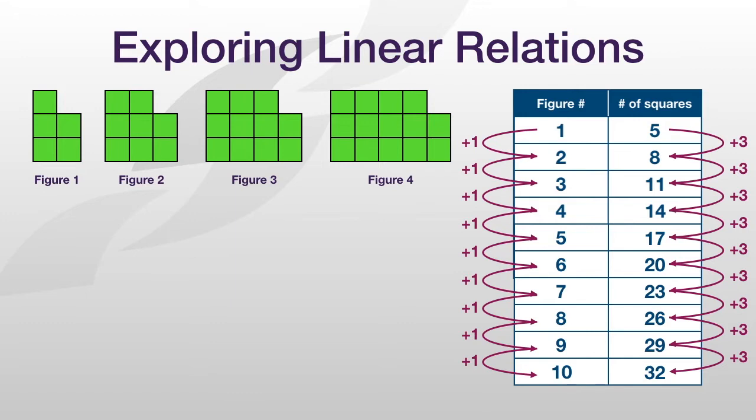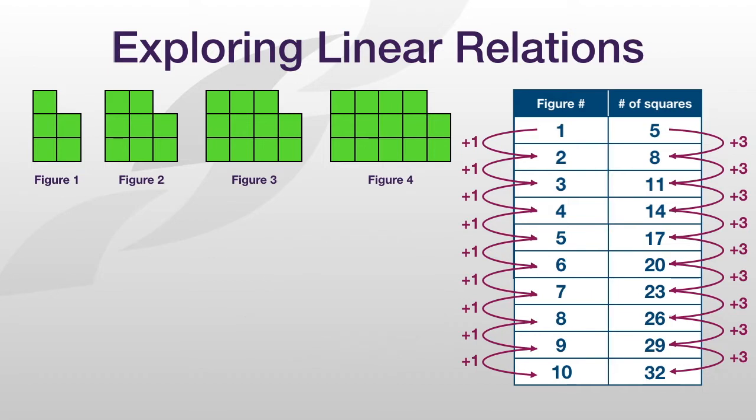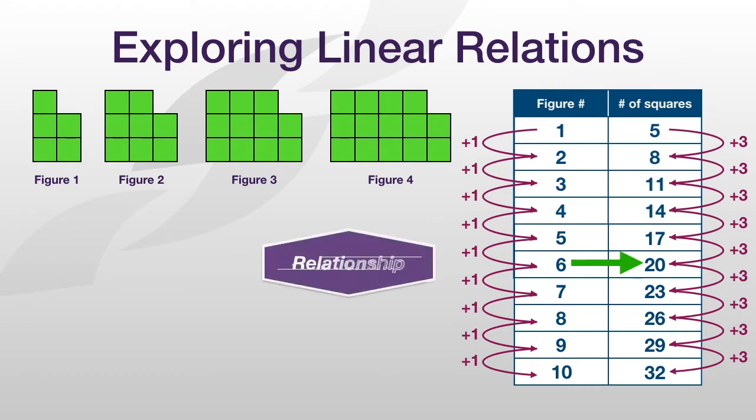While using the table of values worked fairly well for finding out how many squares are in figure 10, it would take a lot of work to figure out a later figure, like figure 50. So how else could we figure out how many squares are in figure 50? Pause the video and think about that. Using the patterns we saw vertically is not an efficient way of determining numbers much later in the pattern. What we'll need to do is to determine a pattern that works horizontally. In other words, we are looking for a relationship between the figure number and the number of squares.